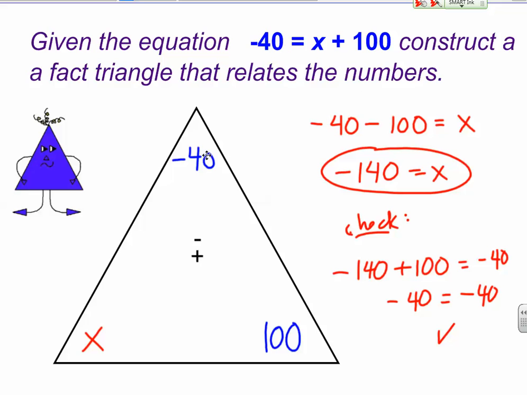And again, put in my sum here, my x and my 100 here. So to find x, it's negative 40 minus 100 equals x. Negative 40 minus 100, I add the opposite, I get negative 140. And if you check it, negative 140 plus 100 equals negative 40. When the left side equals the right side, you have a check in algebra.